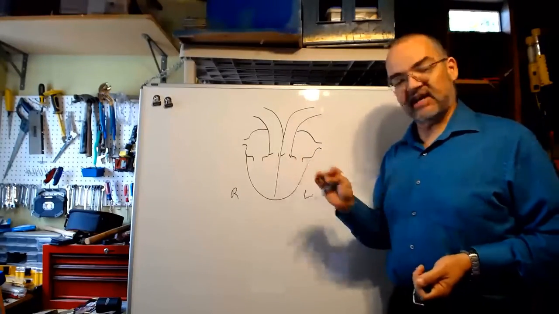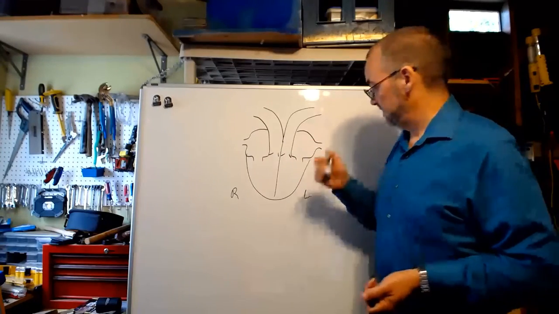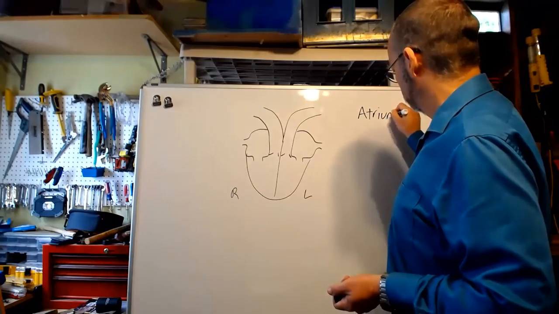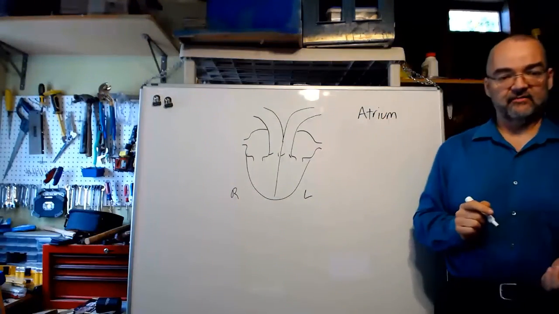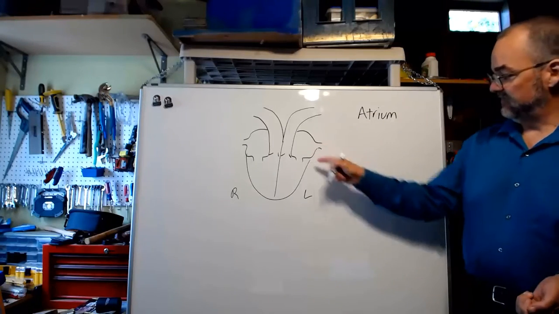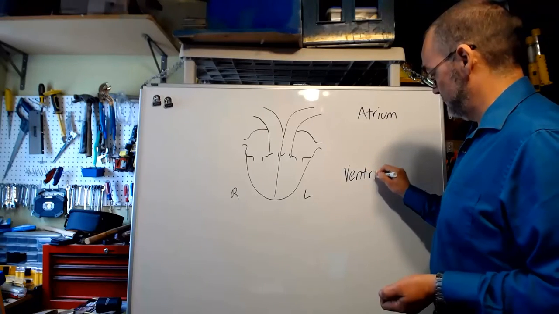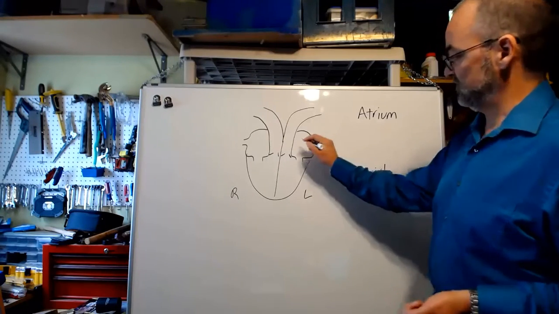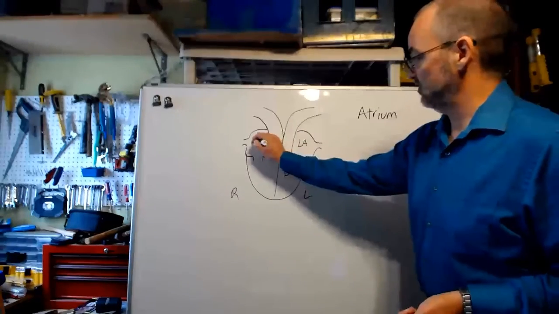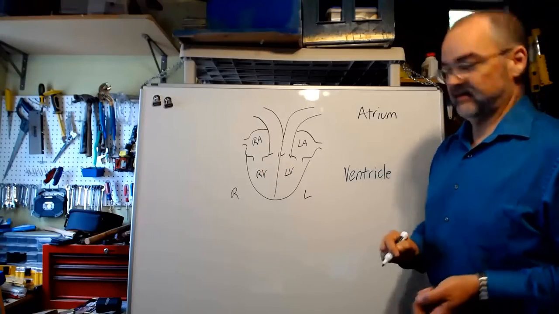So each side of the heart is divided into an upper and a lower chamber. The upper chamber, the name is the atrium, that's singular, atria would be plural. And the lower chamber, the ventricle. So we can talk over here about the left atrium and left ventricle, the right atrium and right ventricle.